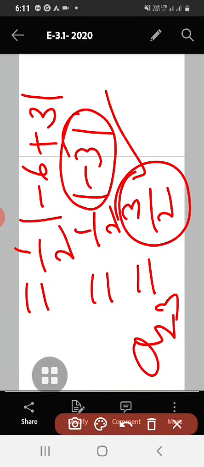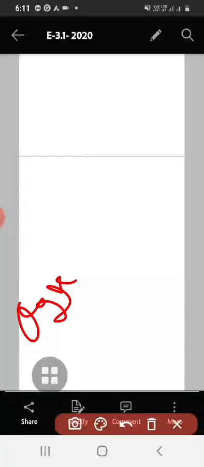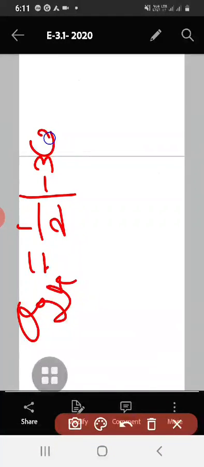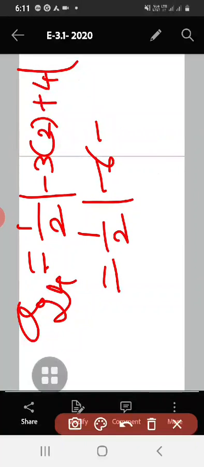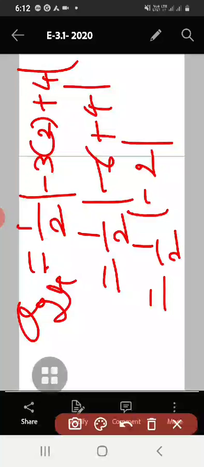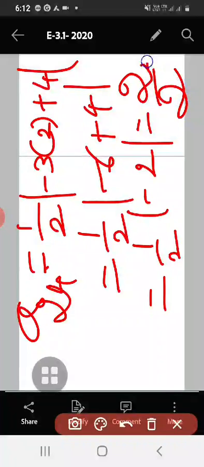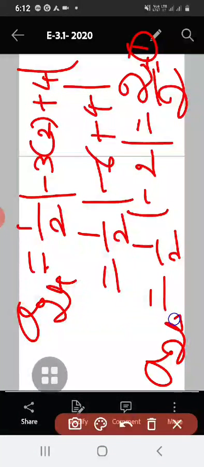I am continuing from where I left off in the previous class. a23 is done, then I have to find a24. That is half mod of minus 3i, which means 2, plus j, which means 4. So half into minus 6 plus 4, that is half into minus 2. Mod of minus 2 is 2 only, so 2 by 2, that is 1. So a24 is equal to 1.